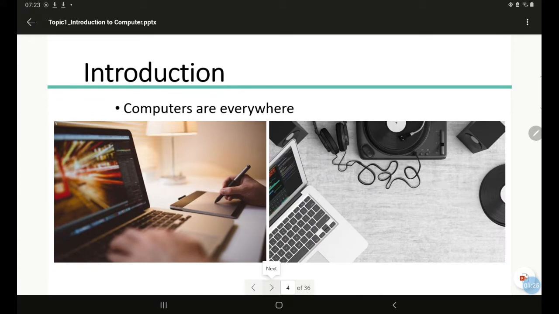As we know, computers are everywhere. Don't imagine computers are in the form of laptops or desktops only. Our mobile phones, our tablets, and digital watches, what else? All the devices that have a processor are also called computers.